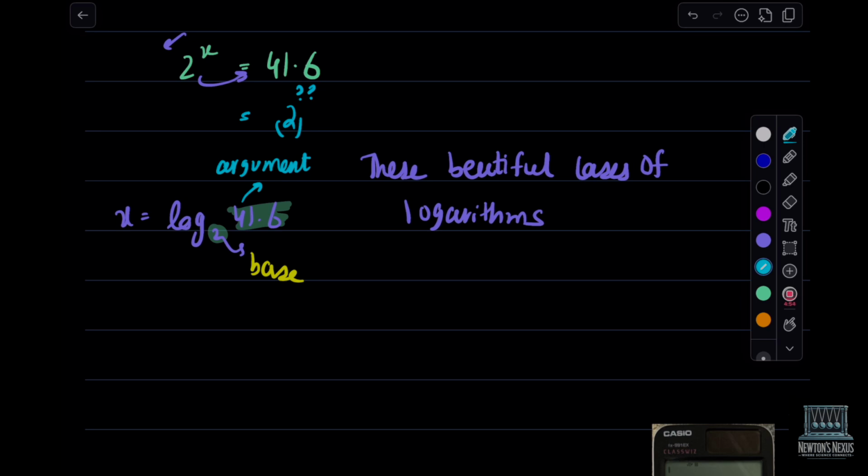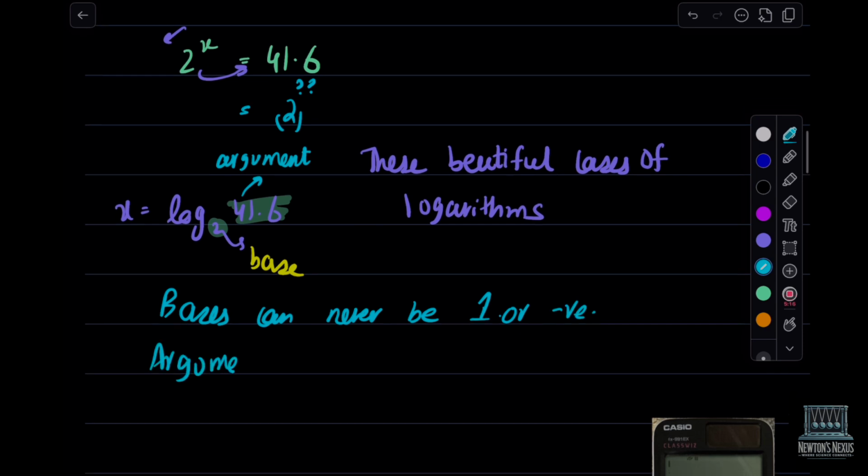There are some conditions which I want you to learn and memorize. The bases can never ever be 1, and can never be negative. And similarly, arguments can never be 0 or negative.